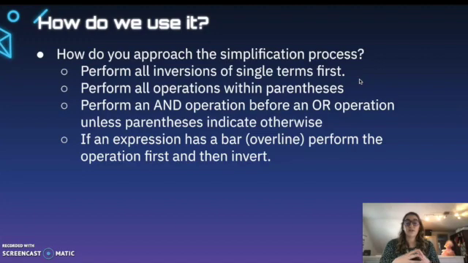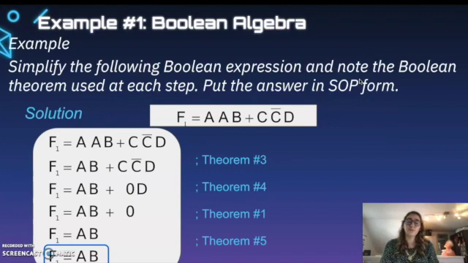And if an expression has a bar or an overline, we perform the operation first and then we invert it. So here's the solution to that first problem. We had A, B, or C naught, D. We started out by applying Theorem 3. Theorem 3 is applied to that expression, and you'll notice that we lose this second A. So in our second step, we have A, B, or C, C naught, D. That results in our first step of simplification.